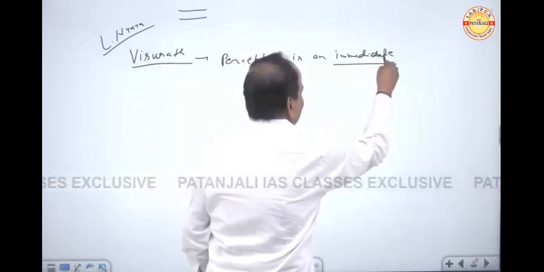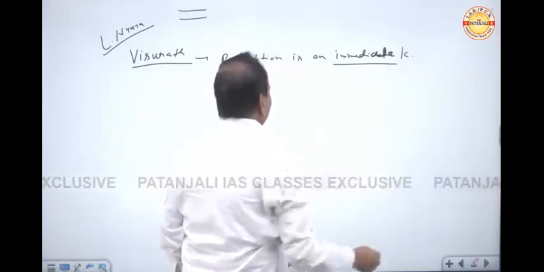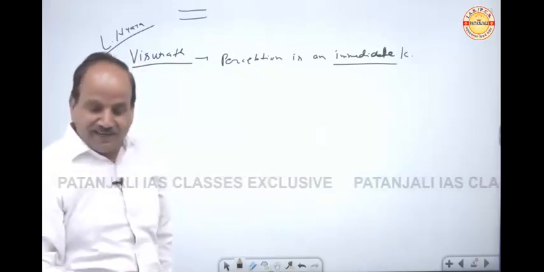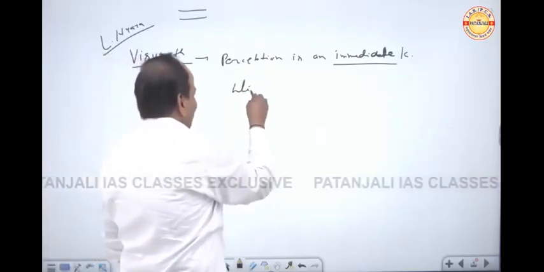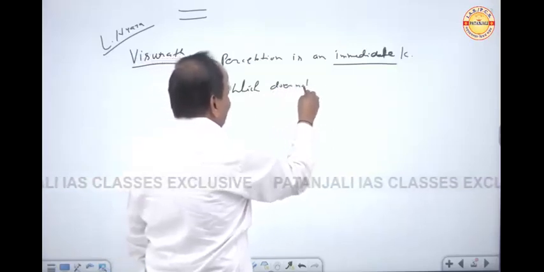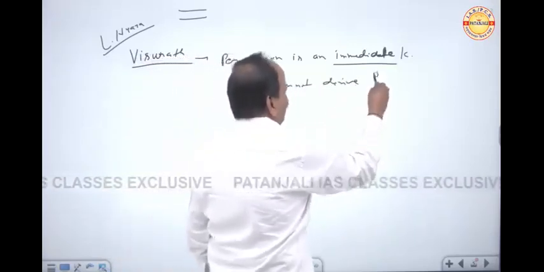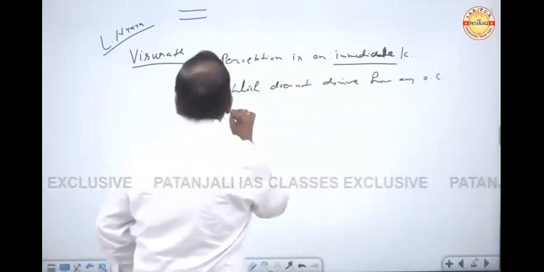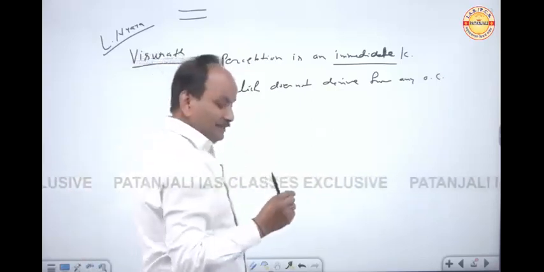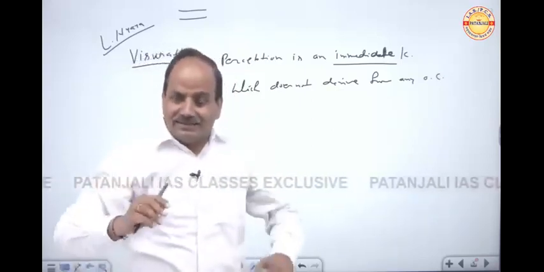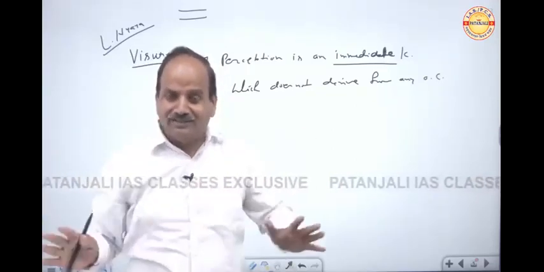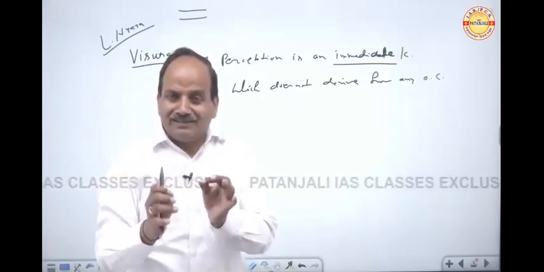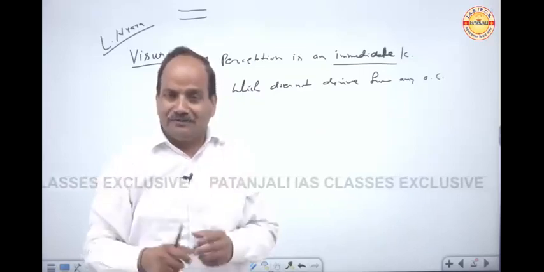Immediate knowledge, which doesn't require any prior cognition, which does not derive from any other cognition. See the definition. ज्ञानाकर्णकम ज्ञानम प्रत्यक्षम. प्रत्यक्ष एक ऐसा ज्ञान है जिसके लिए कोई और ज्ञान जरूरी नहीं है. Perception is a direct knowledge, immediate knowledge, which doesn't require any other knowledge.